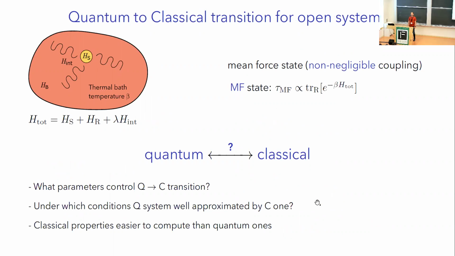And this is an interesting question for several reasons. In particular, one might ask, what parameters control the quantum to classical transition in a system? So what parameters of the system are going to make the system behave more classically? This is interesting because understanding which parameters control this transition allows us to understand under which conditions a quantum system can be well approximated by a classical one. And finally, this is also interesting because normally computing properties of a classical system is much simpler than of a quantum one. So, for example, in the example that Janet mentioned earlier today of these magnetism systems, one can be interested to understand what kind of quantum correction one could add to the classical simulations, and understand when one needs to add corrections or not.